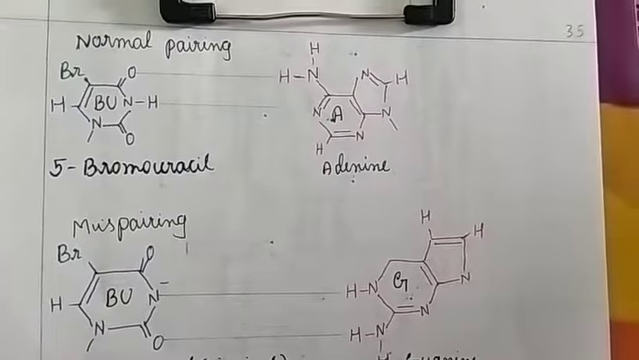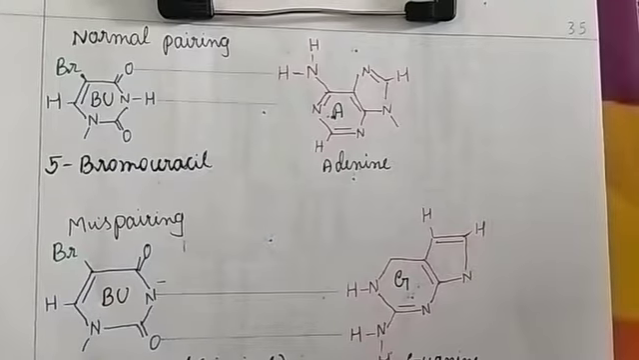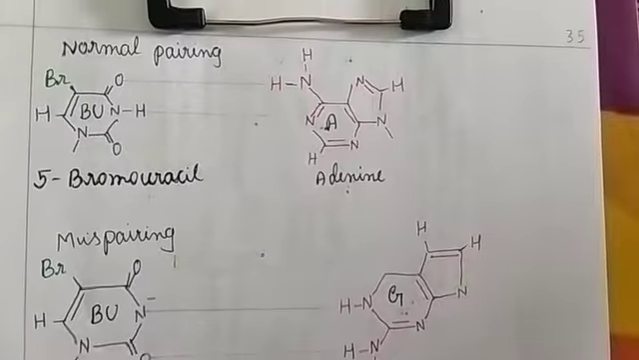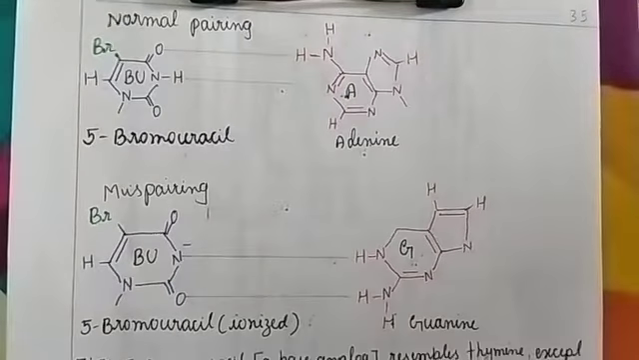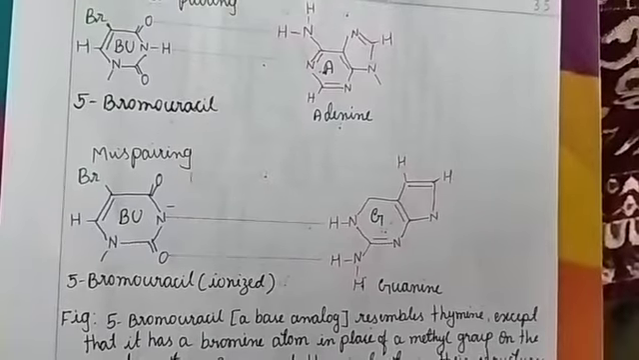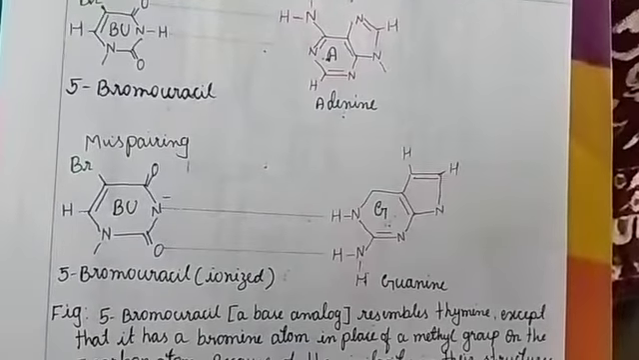Okay, see here normal pairing: that is 5-bromouracil, it usually pairs with the adenine molecule. Mispairing of 5-bromouracil, which is an ionized form, will pair with the guanine.